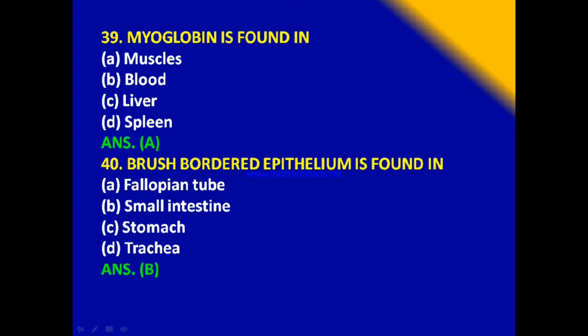Brush bordered epithelium is found in fallopian tube, small intestine, stomach or trachea. Brush bordered epithelium is found in small intestine. Option B is the right answer.